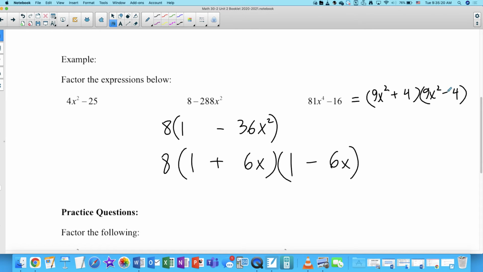It's a loaded question. Usually when I ask that question, it means I'm not done. Okay, so what we have left are two binomial factors. Yes? Say that again?